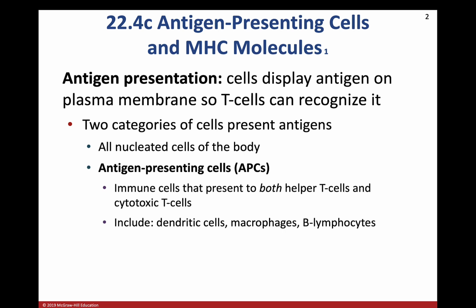And we also have another class that are specific antigen presenting cells. We'll be calling them APCs moving forward. And these are actual immune cells that present to both helper T cells and cytotoxic T cells. These are going to include dendritic cells, macrophages, and B cells.